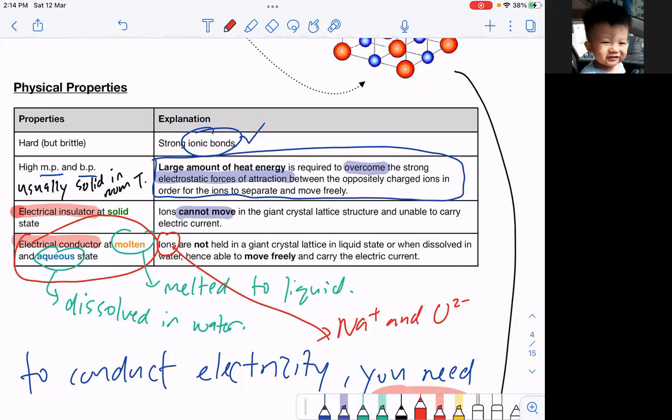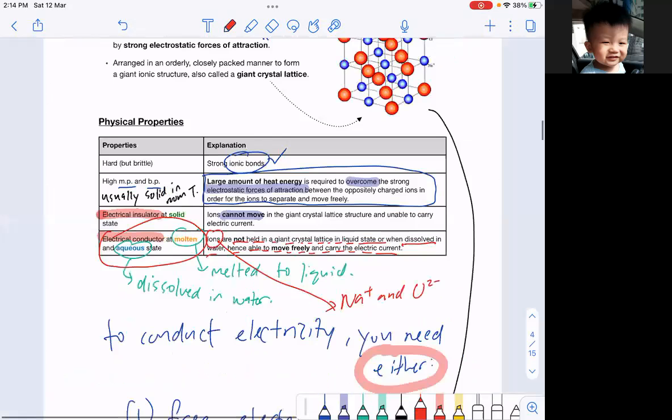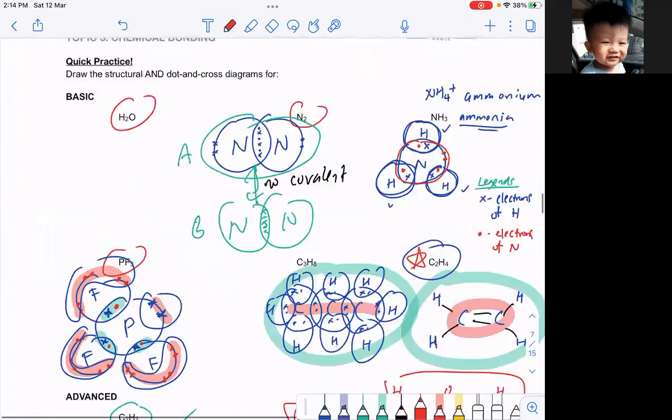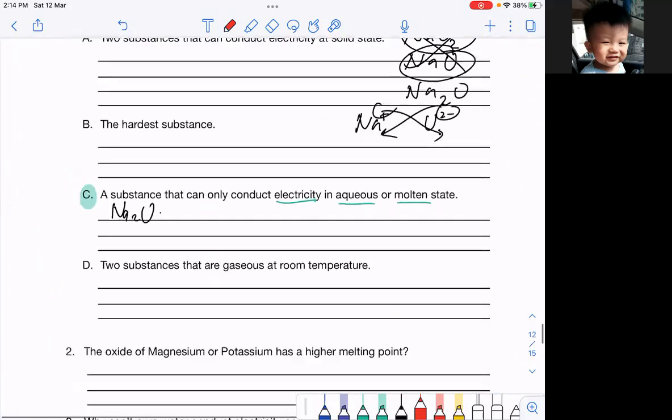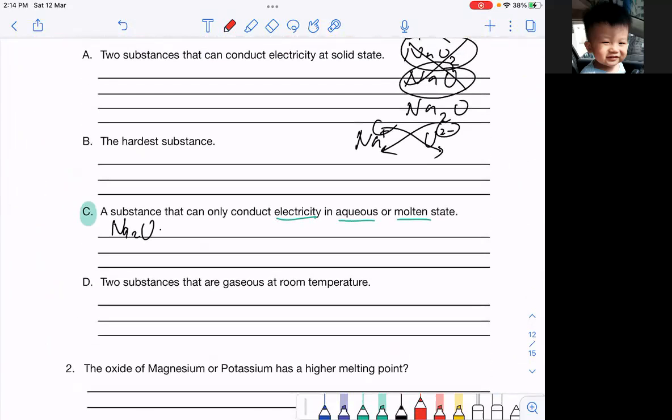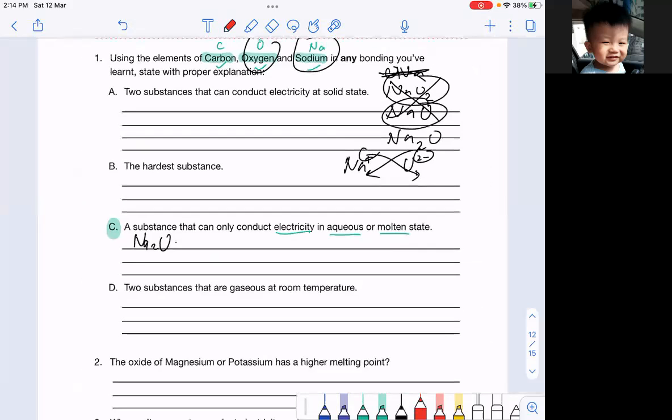I mean, you copy word for word should be okay, but you want to show off. You say the Na plus and O2 minus ions are not held in a crystal lattice in liquid or when dissolved in water, therefore able to move freely to carry the electrical current. Every single word you copy down. Then you get the full marks for a question like this. Oh, sorry, it's far away. Yeah, you understand? So these kinds of questions are hard to solve because you need to say all the correct words.